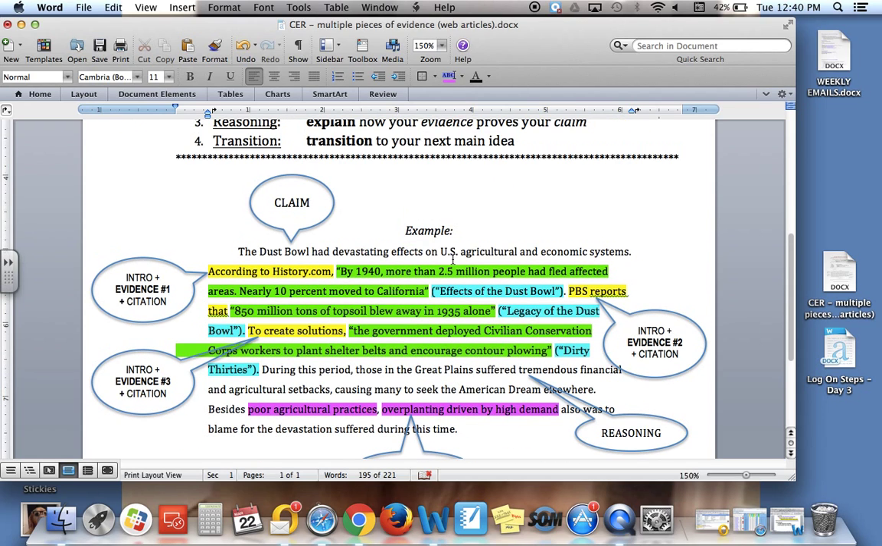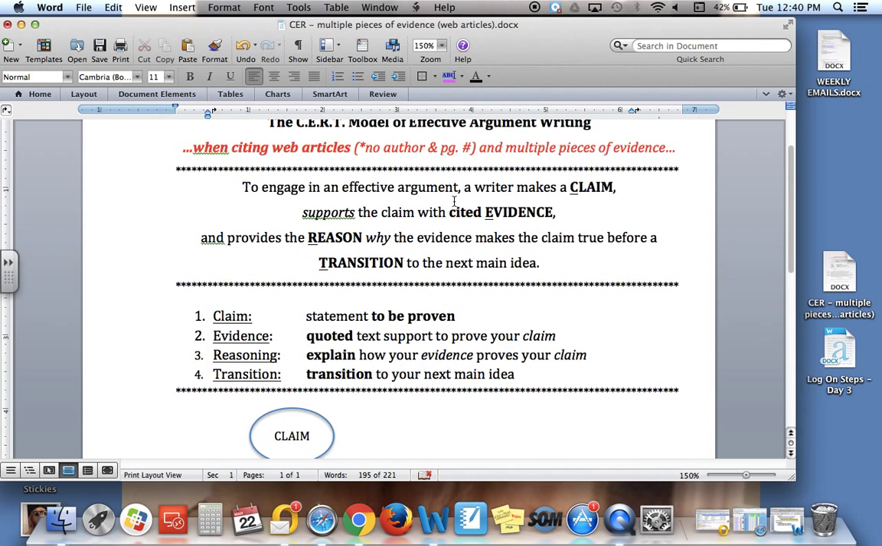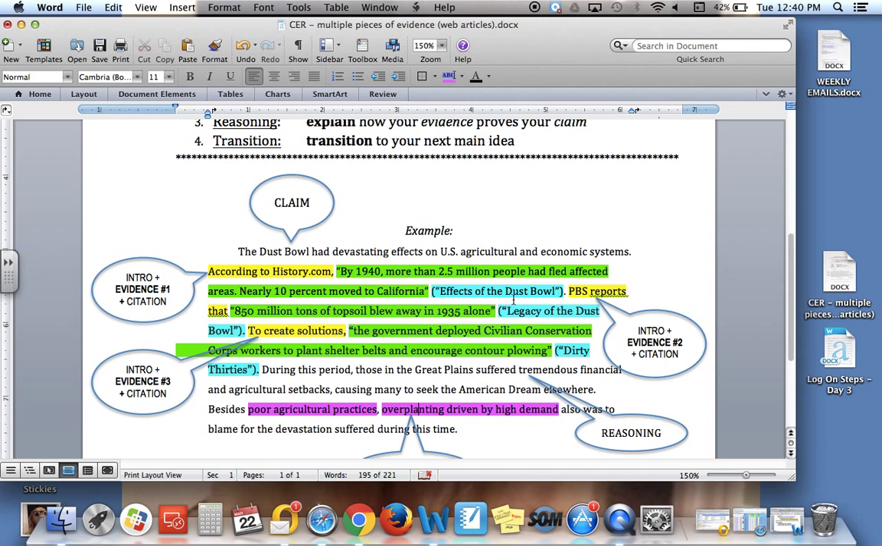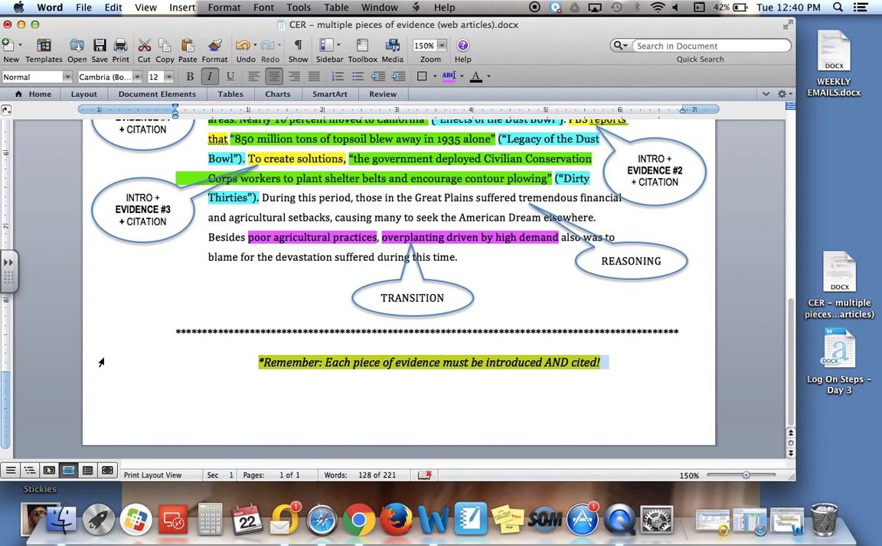That's your transition. So remember the CERT model of effective argument writing. When you're citing from websites, article titles go in quotation marks. And always remember that each piece of evidence must be introduced and cited.